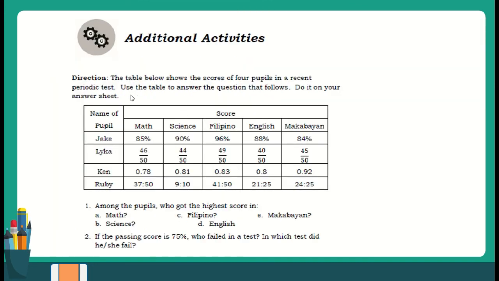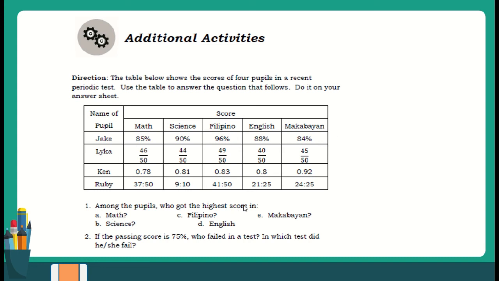For additional activities, the table below shows the scores of 4 pupils in a recent periodic test. Use the table to answer the question that follows. Do it on your answer sheet. So, here's the score, but they are recorded in different manners. Jake was recorded in percent, Laika in fraction, Ken in decimal number, and Ruby in ratio. So, you have to analyze how you're going to answer this.